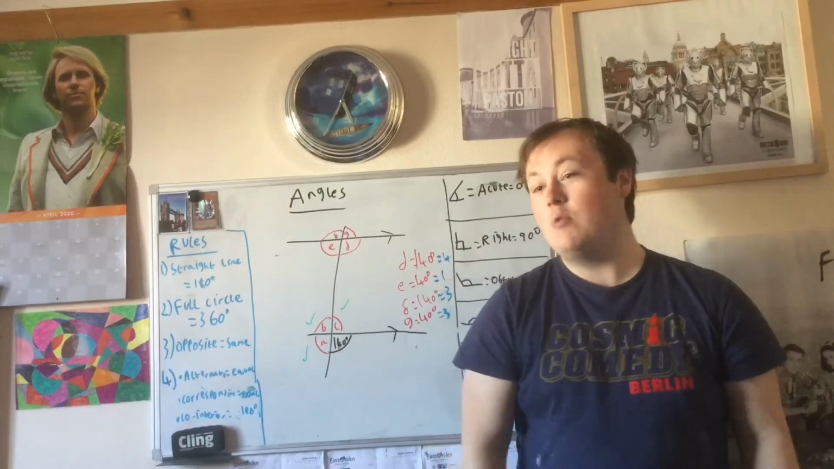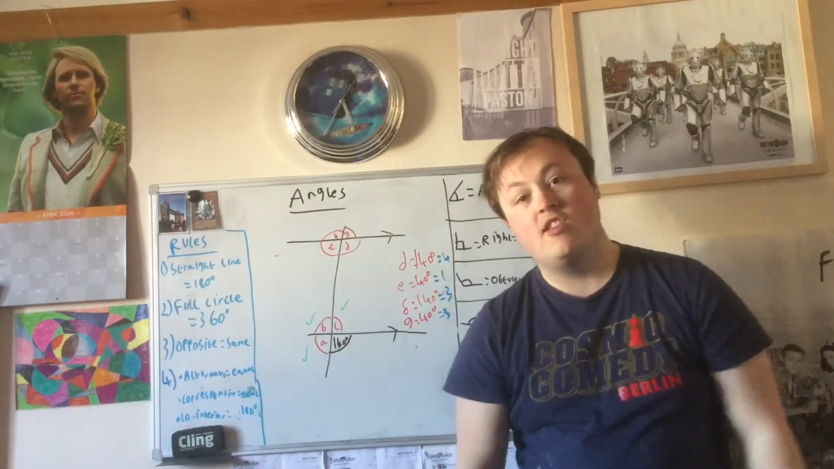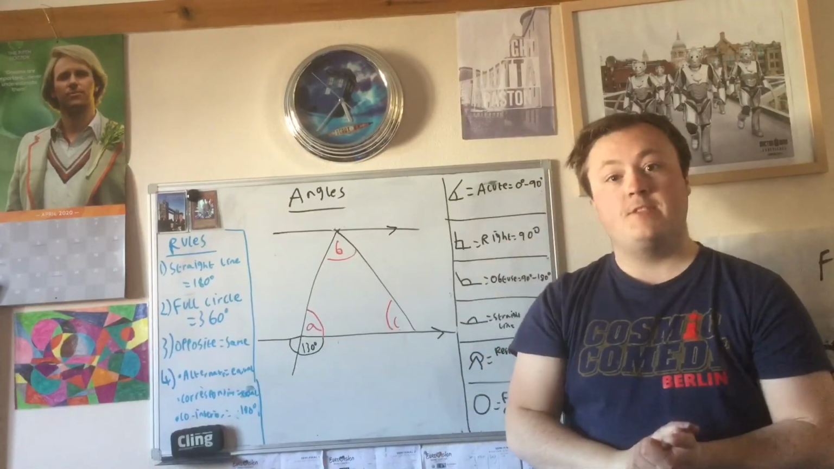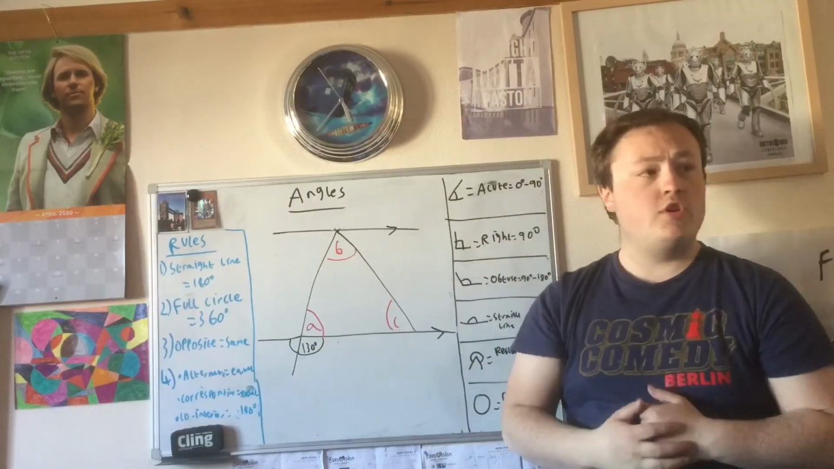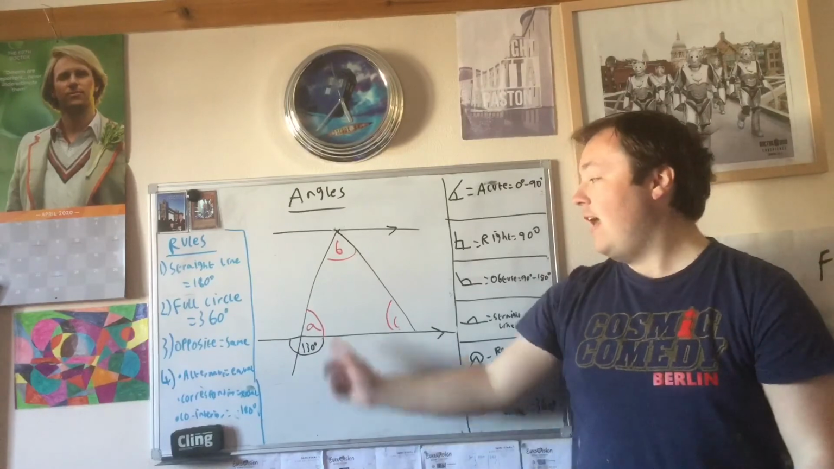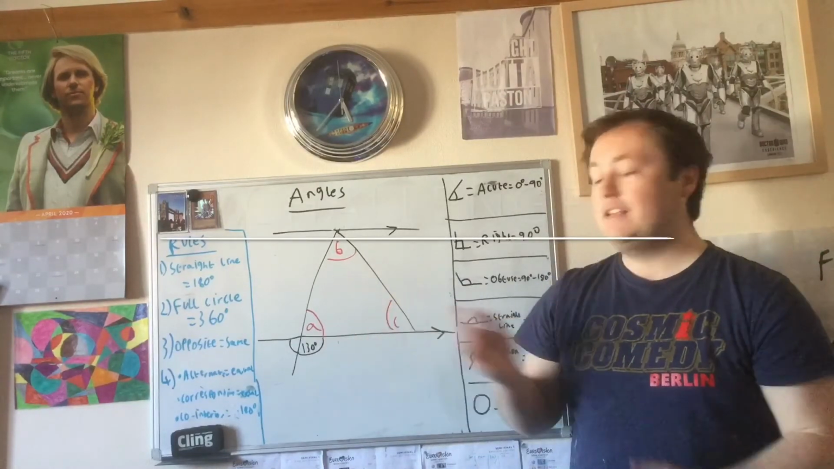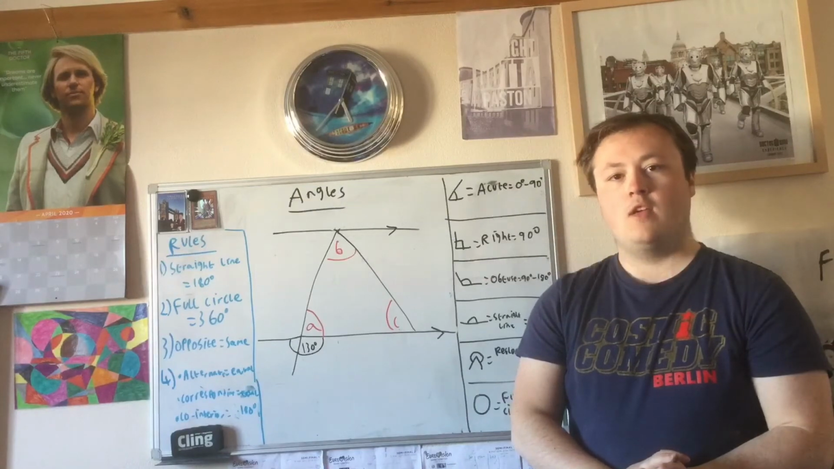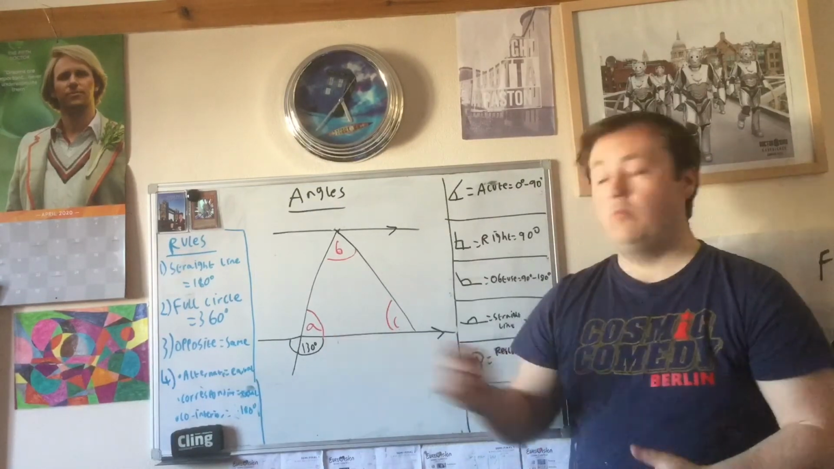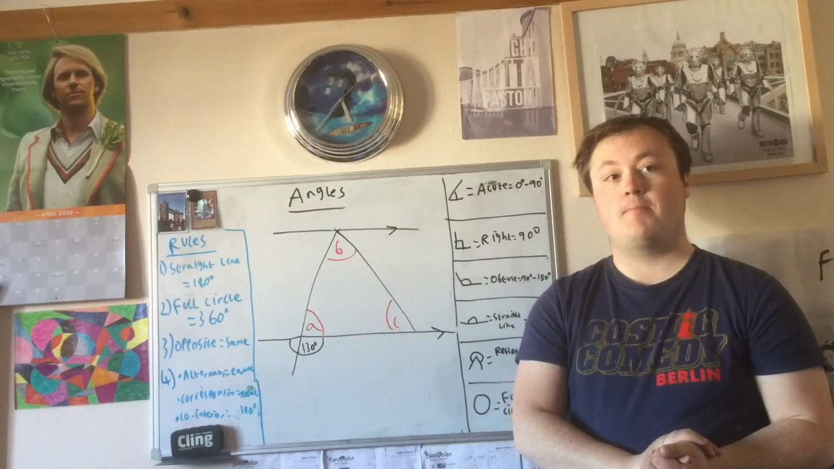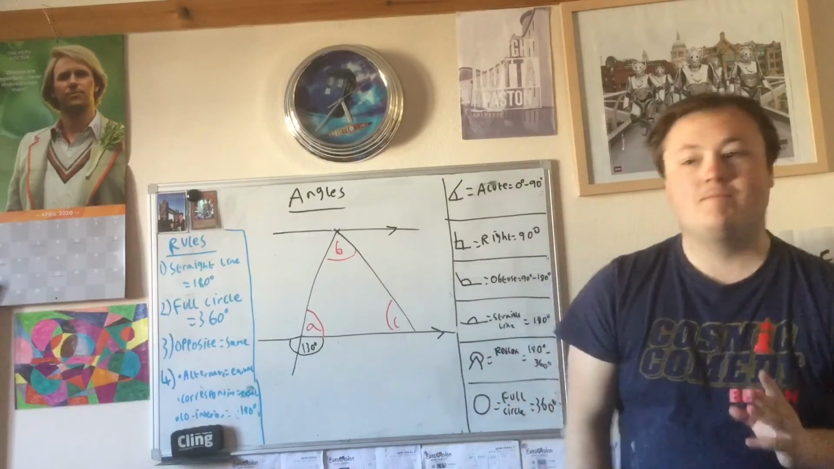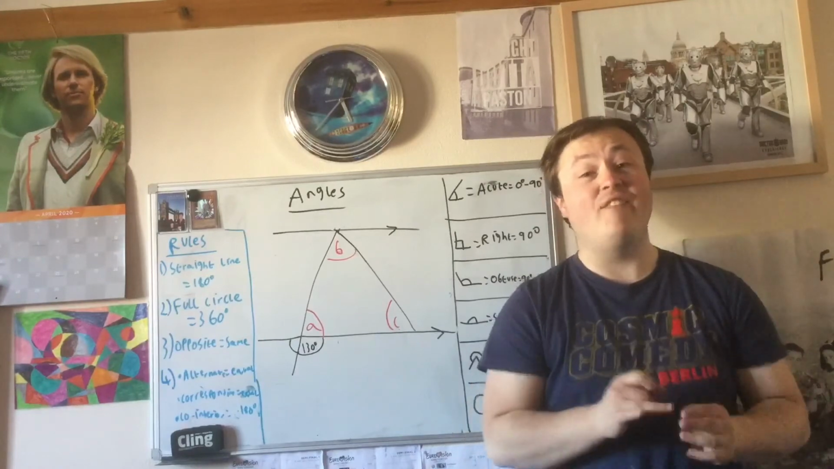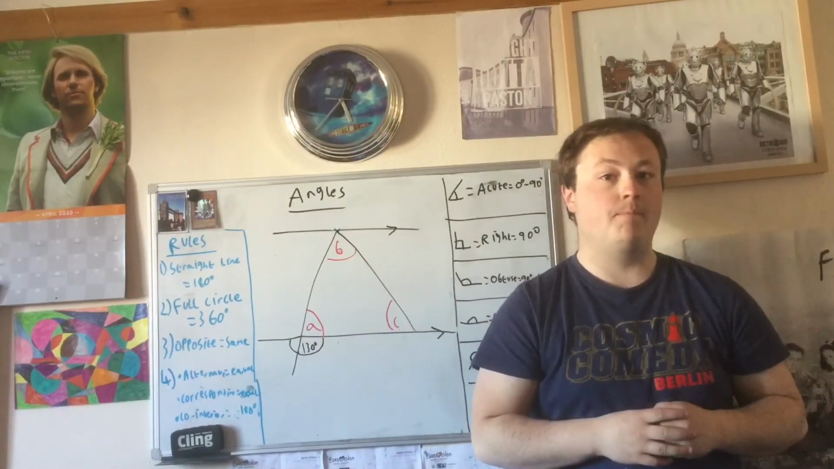Now, let's see how you do when we do this to a challenge. So here is your challenge for today. All I want you to do is find A, B, and C. All that I've given you is one angle, which is 130 degrees. Now, you can do this because I managed to find 7 angles in the previous problem.